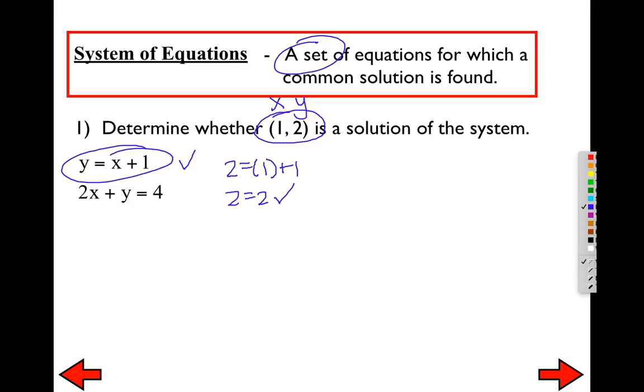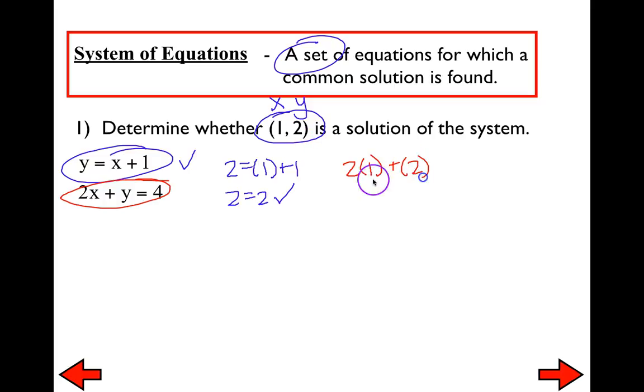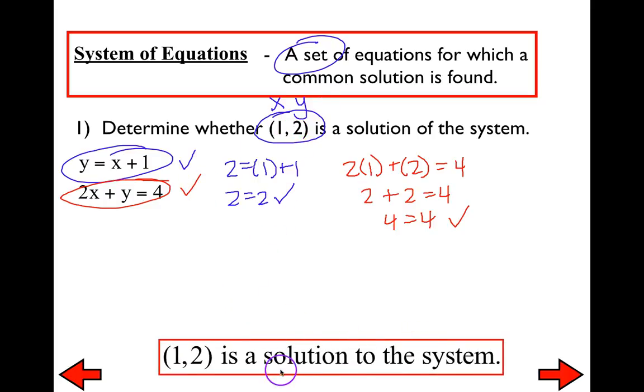Now let's try the next equation. I'm going to plug in the same values. So here, 2 times x, which is 1, plus y, which is 2, is supposed to equal 4. So we have 2 times 1, which is 2. 2 plus 2, does that equal 4? Yes, it does. So at this point, since it works for both, and it must work for both, I can confidently say that (1, 2) is a solution to the system. Just a quick reminder, this ordered pair must work for both in order for it to be a solution for the system.